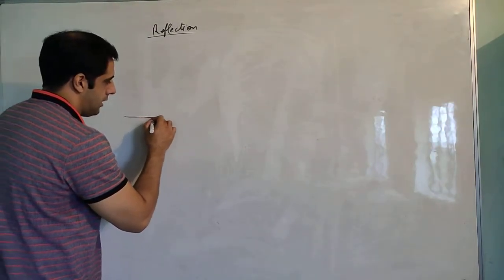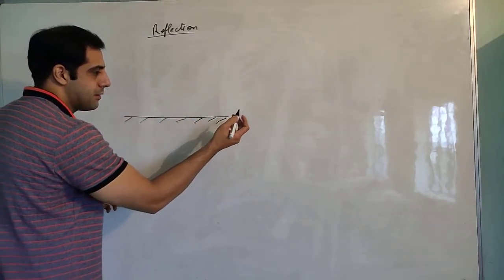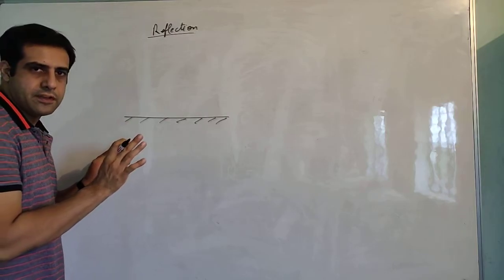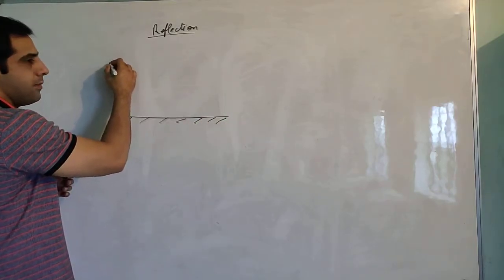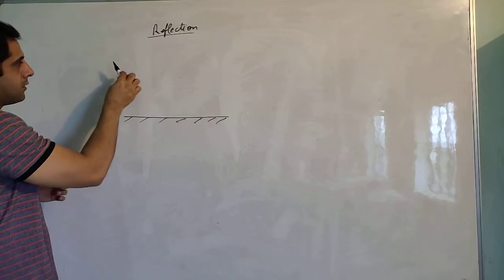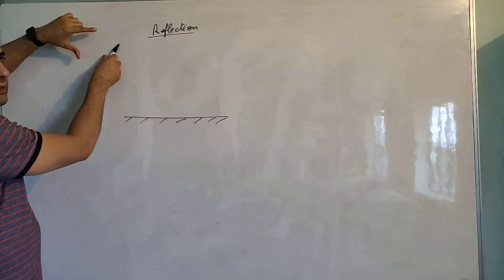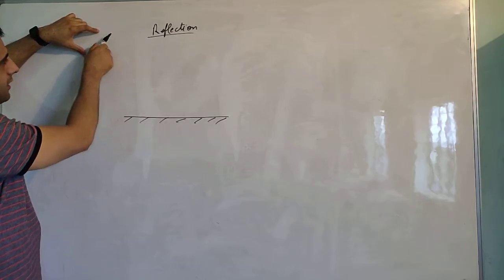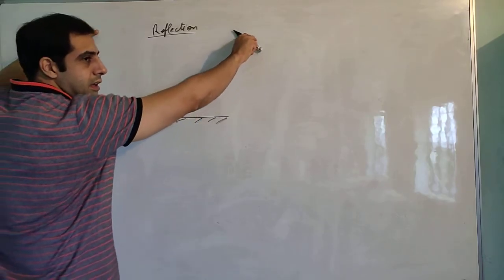So let us understand this with the help of a diagram. Let us say this is some plane surface, a polished surface like a mirror. You can assume that this is a mirror. So there will be a ray of light. Suppose this is the light, there is a source here. Let us say that the sun is here, we are using sunlight. Then light will come, it will strike the surface and it will reflect back.